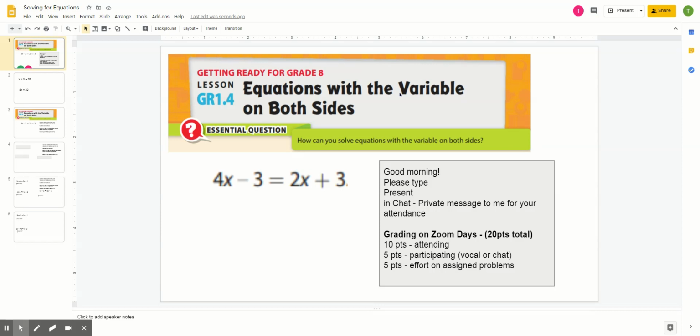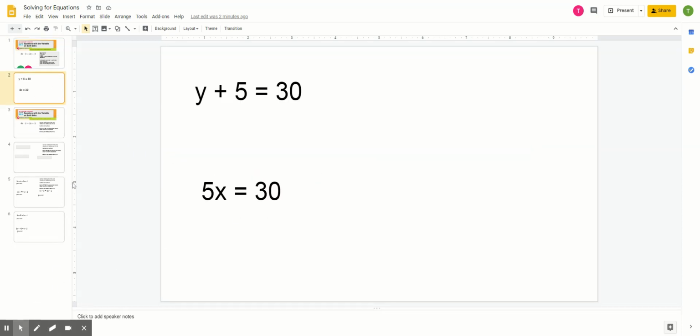Our lesson today is focusing on equations with variables on both sides. The essential question: how can you solve equations with the variable on both sides? Just a quick review before we actually start to solve these problems. These are the type of problems that you've done in the past.